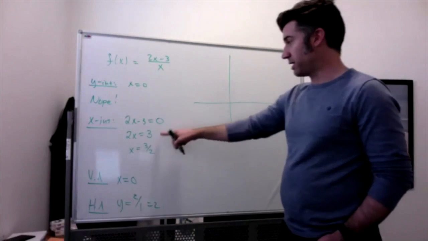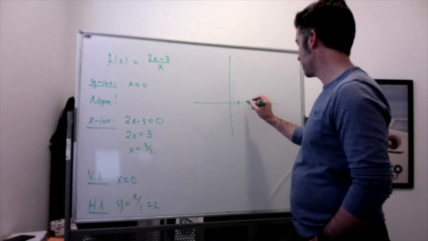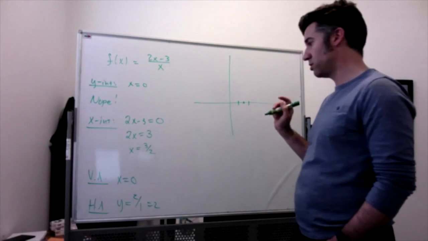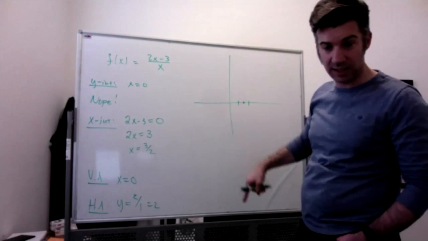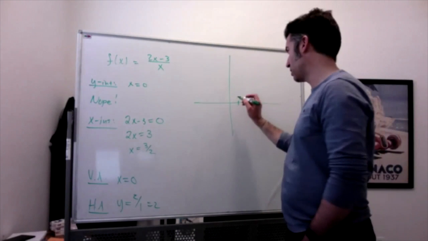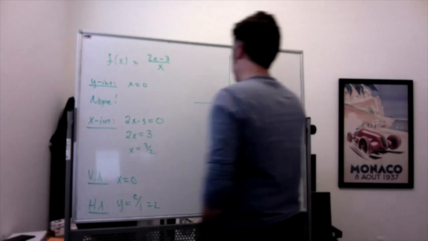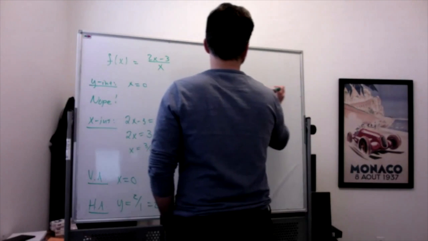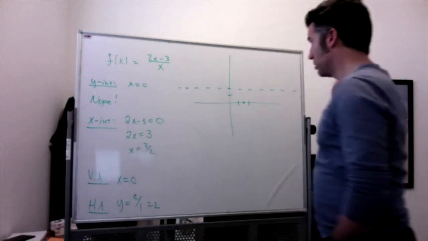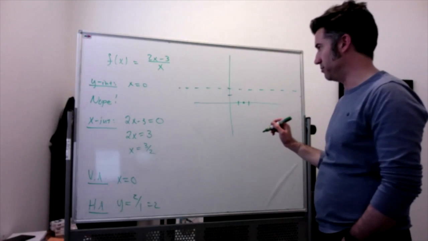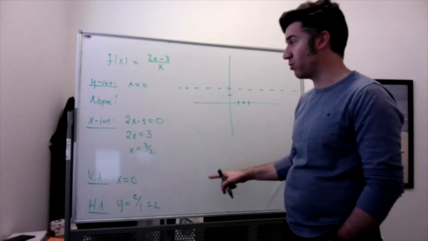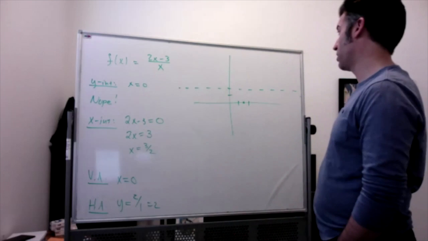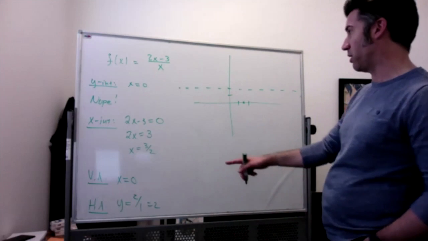So let's see, I've got an x-intercept at 3/2. It's right between 1 and 2. I've got a vertical asymptote at 0, which I'm not going to draw because it's just the y-axis. And I've got a horizontal asymptote at 2. Okay, so let's see here. I might need another point. Let's plug in 1 and see what we get.